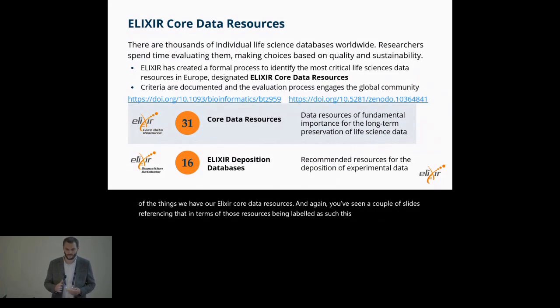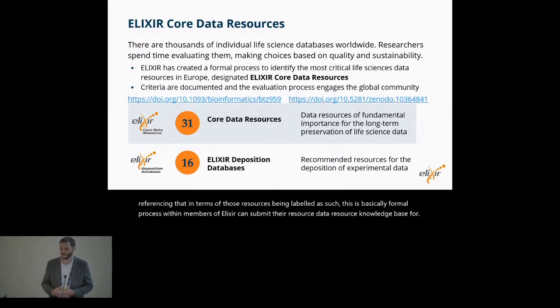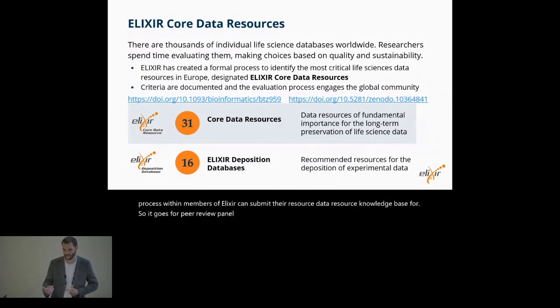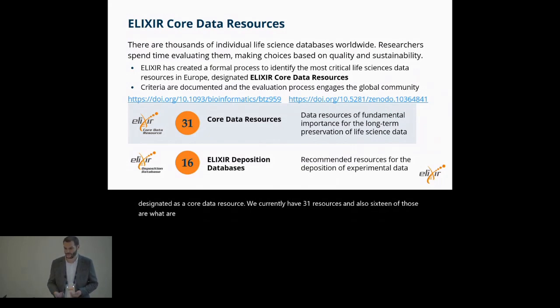This is basically a formal process within which members of Elixir can submit their data resource or knowledge base for assessment. So it goes for peer review, the panel meets our head of nodes, they approve, and then the resource becomes designated as a core data resource. We currently have 31 resources, and 16 of those are what are called deposition databases, so they accept data from the public.